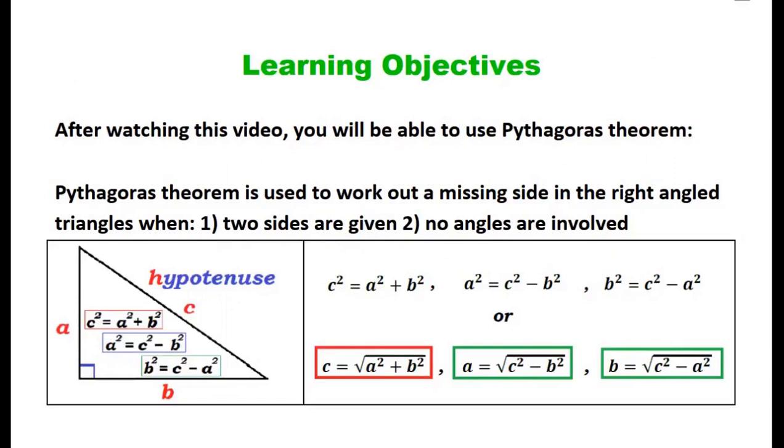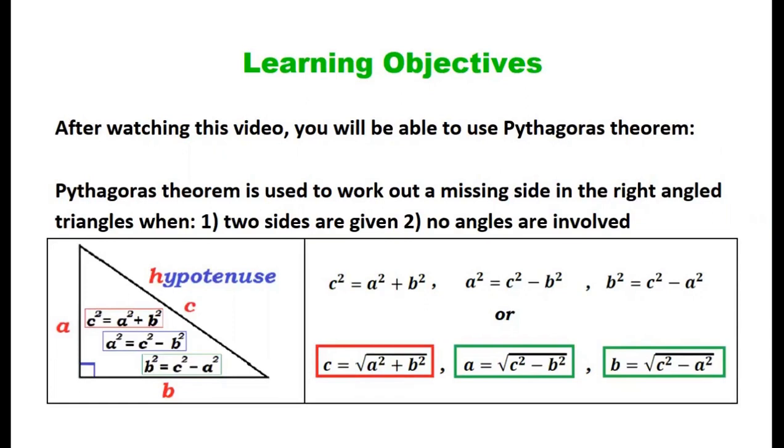Learning objectives. After watching this video, you will be able to use Pythagoras Theorem. Pythagoras Theorem is used to work out a missing side in right-angled triangles when two sides are given and no angles are involved. Generally, the longest side of a right-angled triangle, which is called hypotenuse, is labeled as c, and the two shorter sides are labeled as a or b interchangeably.